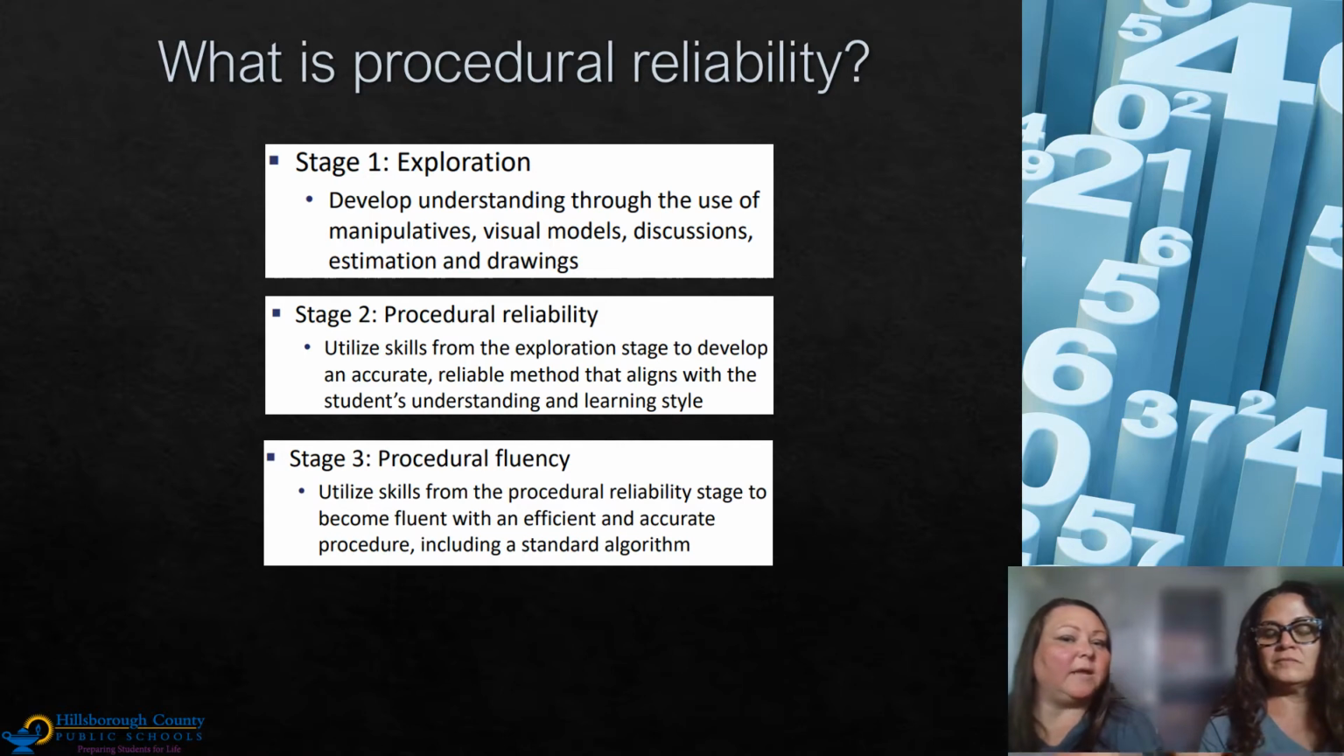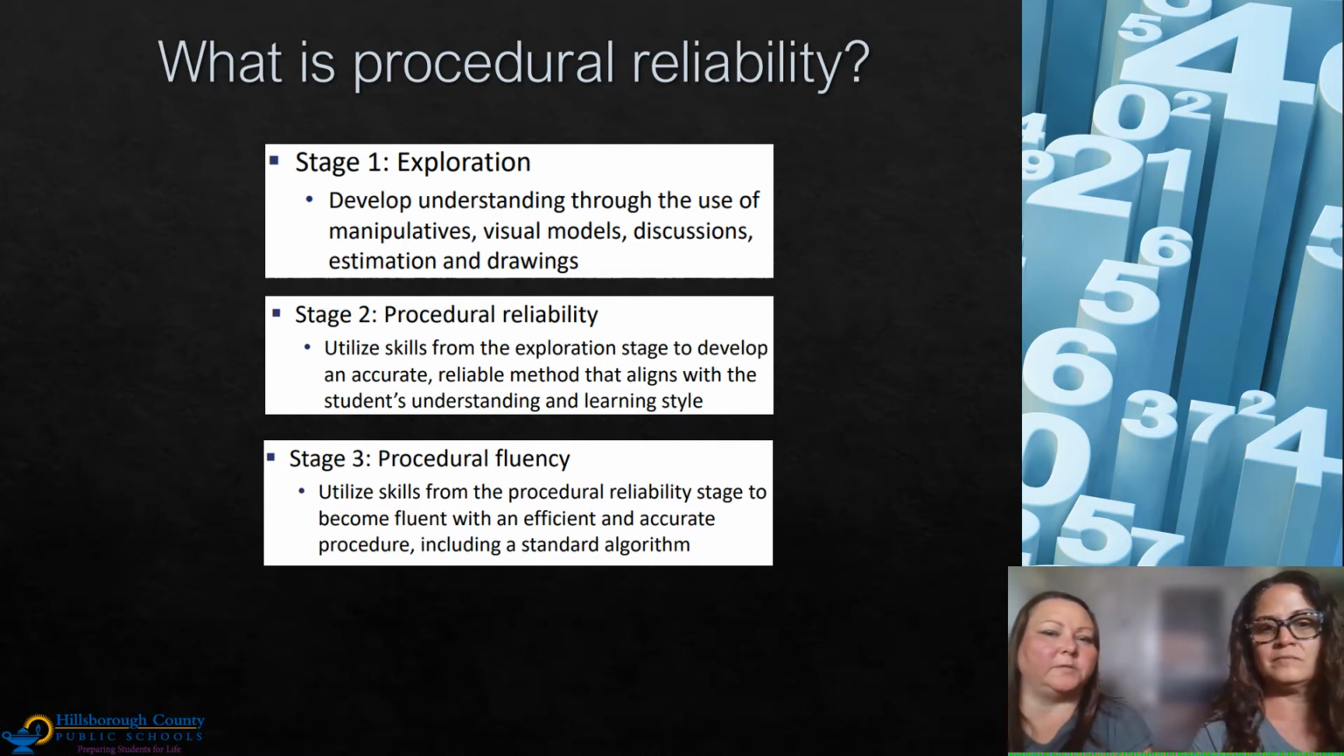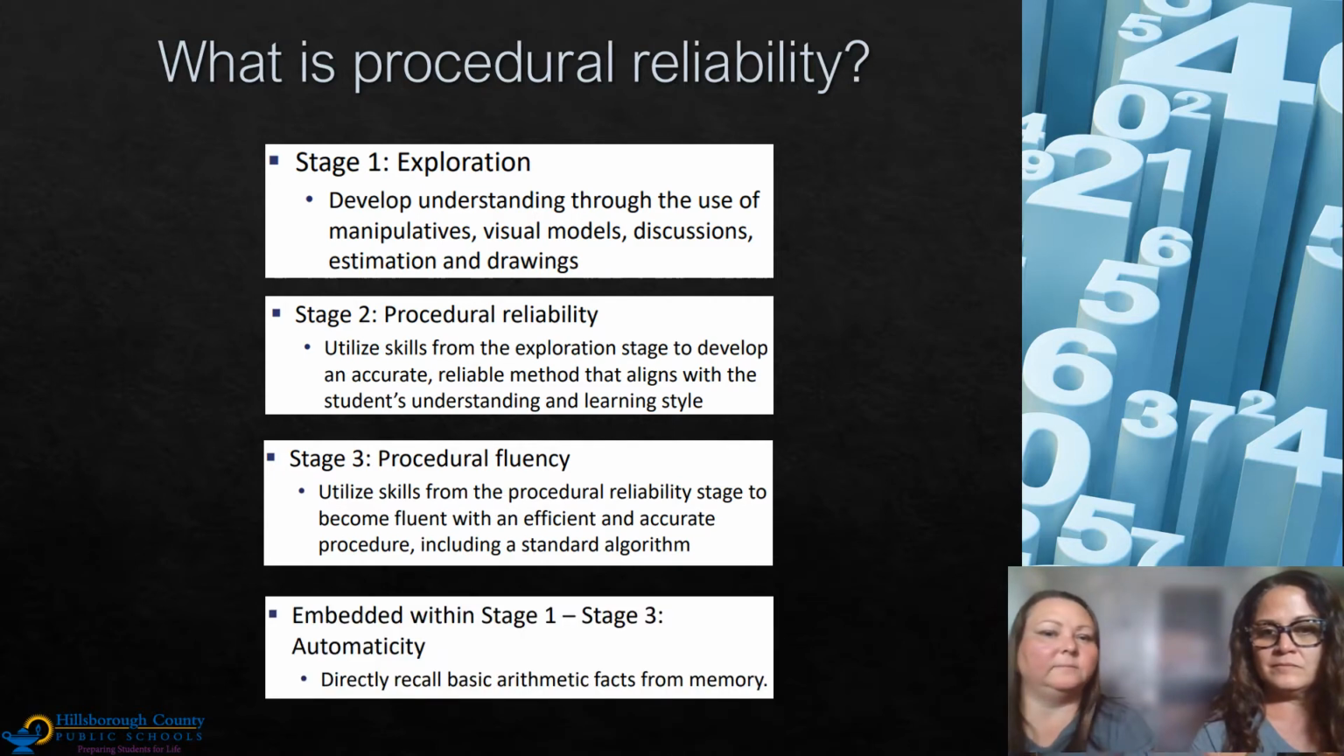And then stage 3 is when you achieve procedural fluency. That's when you're utilizing skills from the procedural reliability stage to become fluent with an efficient and accurate procedure that works all the time. And then embedded with stage 1 through stage 3 is automaticity. This is when you have that direct recall of basic facts.